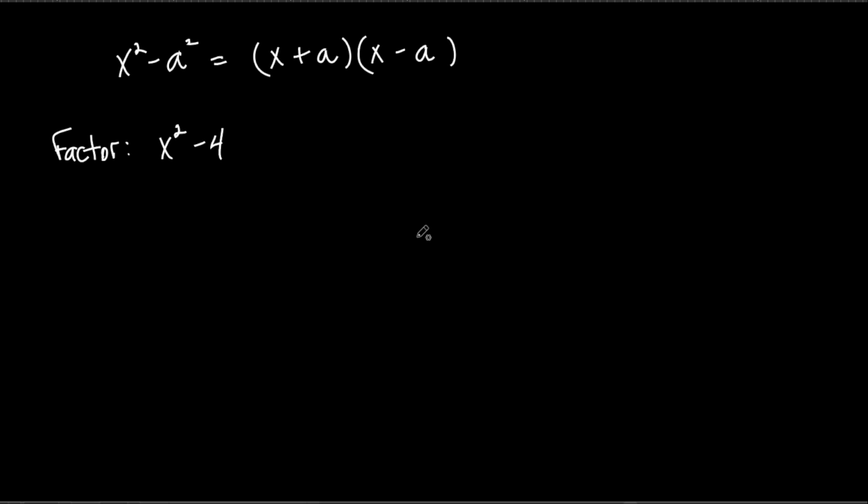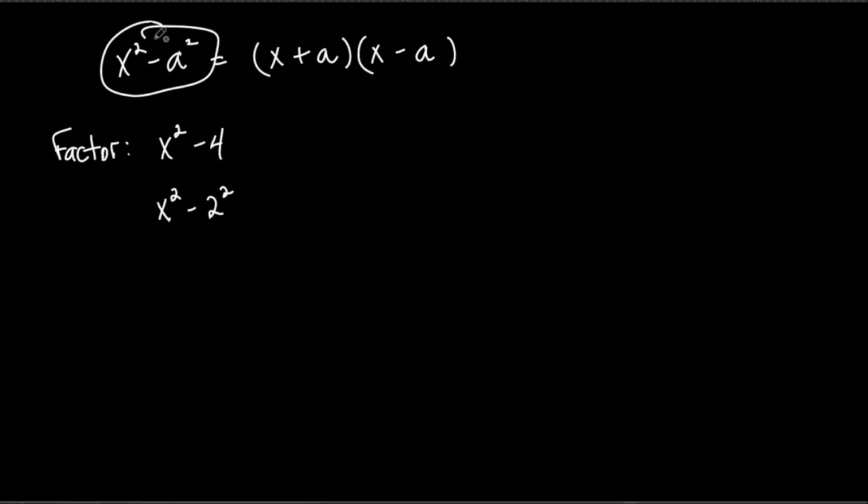First of all, is this a difference of 2 cubes? No. It's a difference, right, because it's a minus of 2 what? 2 squares. That's right. So what's being squared here? The x. What's being squared to give you 4? A 2. That's right. So I'm going to rewrite it. I'm going to write x squared minus 2 squared.